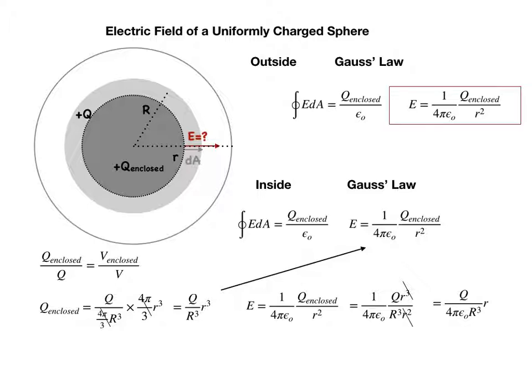So with that, we have the two results. One is for the electric field outside that charged sphere, and the second result is how the electric field changes inside the sphere.